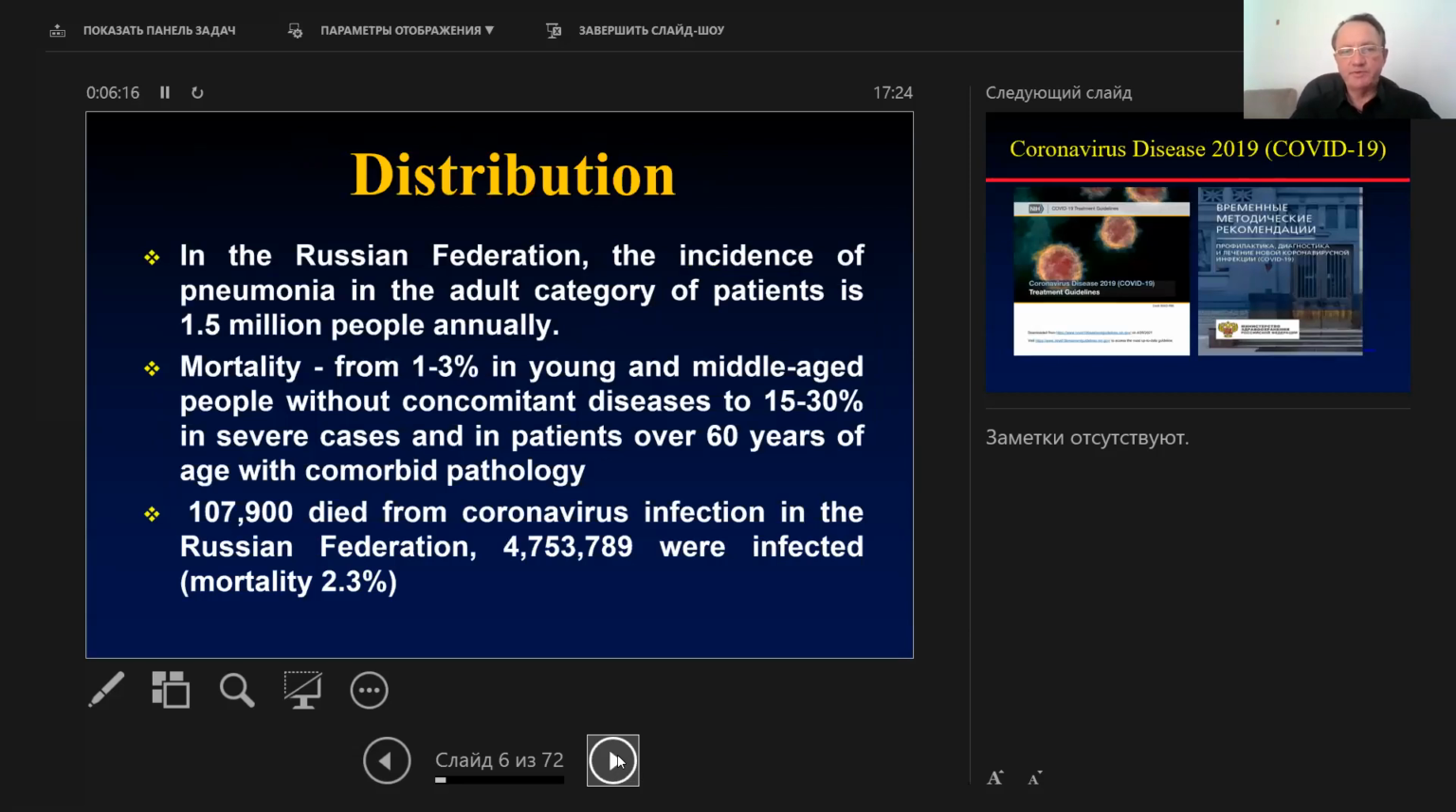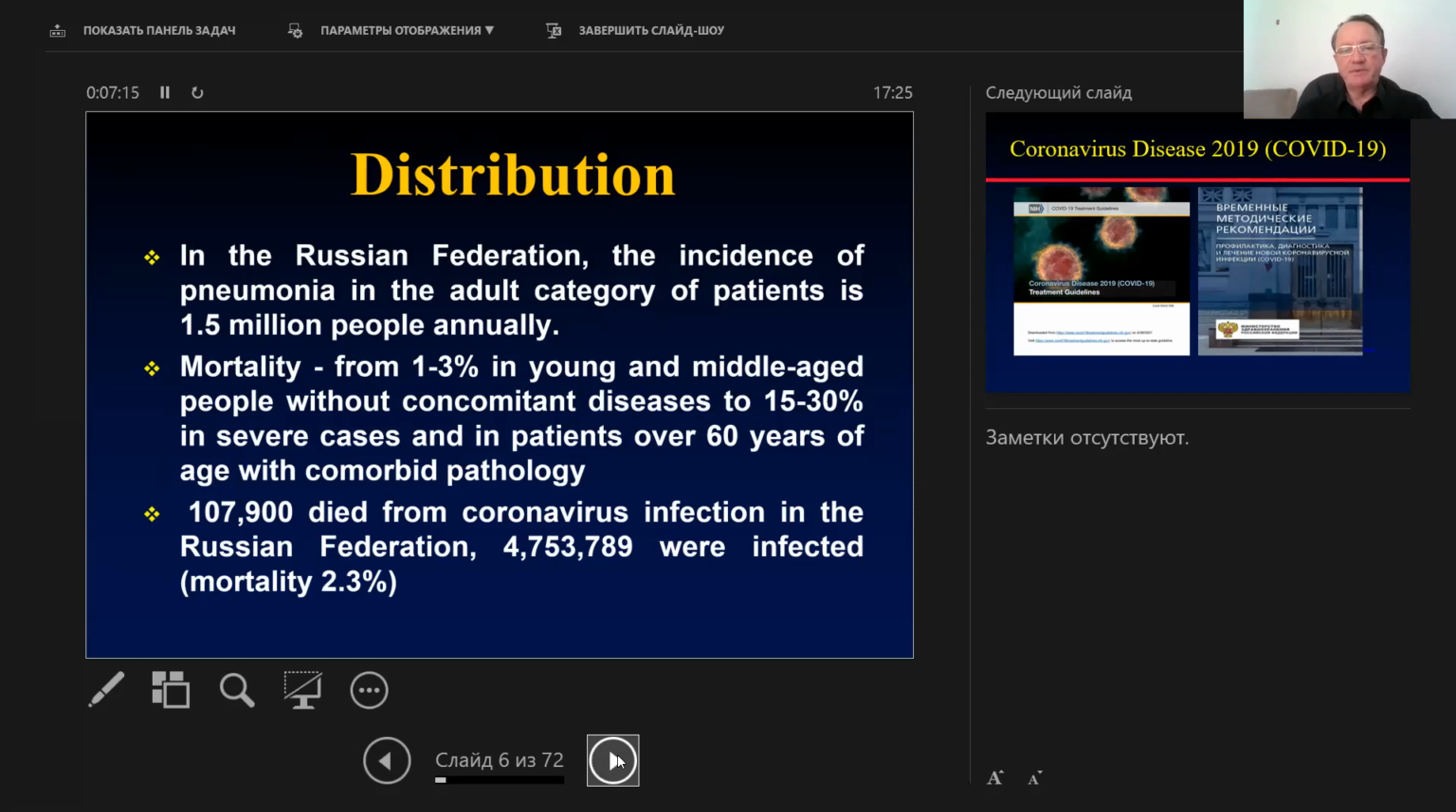As for the distribution of pneumonia, annually in the Russian Federation 1.5 million people suffer from pneumonia. Mortality is up to 3% in young and middle-aged people without concomitant disease, and up to 30% in severe cases. What about coronavirus pneumonia, viral pneumonia? Approximately 108,000 people in the Russian Federation have died from coronavirus infection, and its mortality is approximately 2.3%.